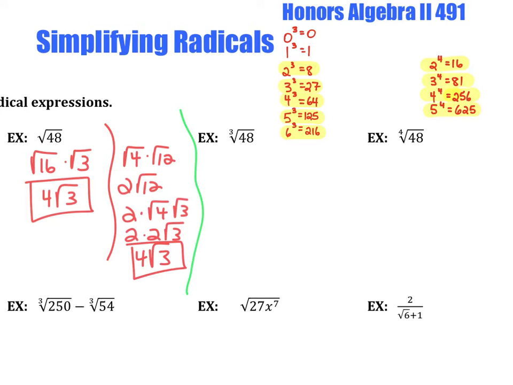So 2 cubed is 8. 3 cubed is 27, 4 cubed is 64, 5 cubed is 125, 6 cubed is 216. So in other words, the numbers that are on the right-hand side are perfect cubes, but that is where those numbers come from. Yes, we could keep going, 7 cubed, 8 cubed, etc.